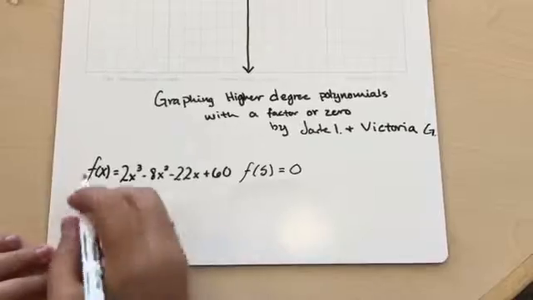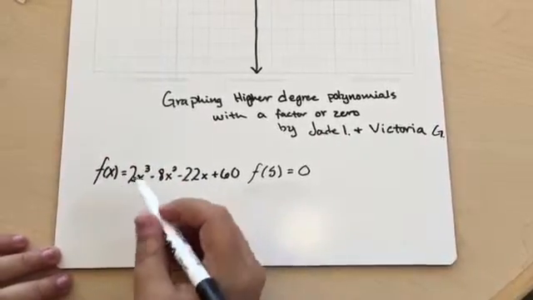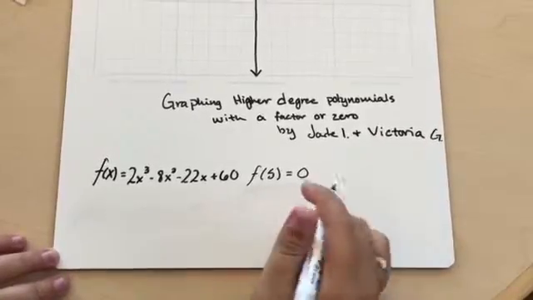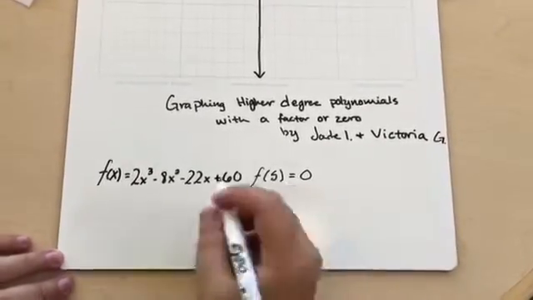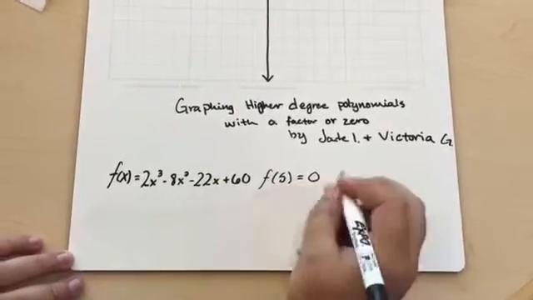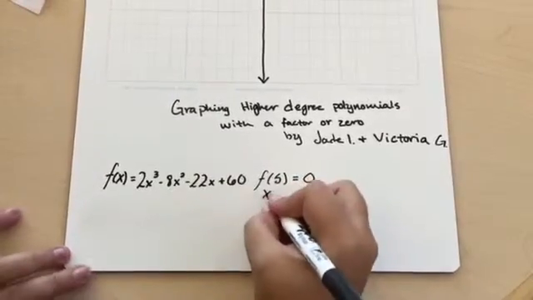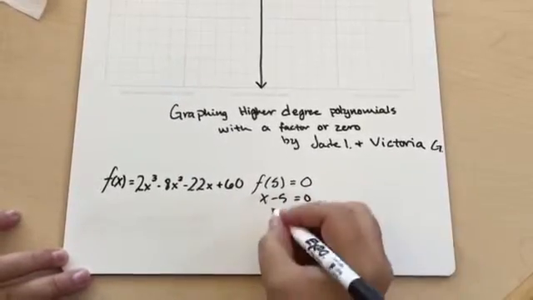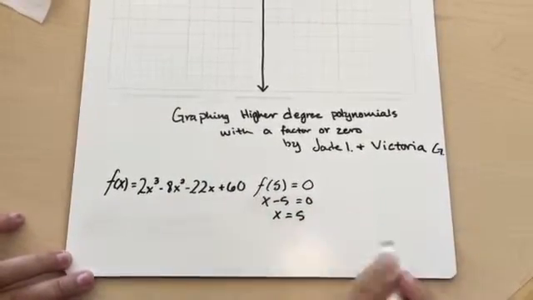So today we have this equation. It's f of x is equal to 2x cubed minus 8x squared minus 22x plus 60. And then we have the factor of f of 5 is equal to 0. So you're going to make that factor so that it's x is equal to the number. So you're going to do x minus 5 is equal to 0, and then solve for x, and x will equal 5.